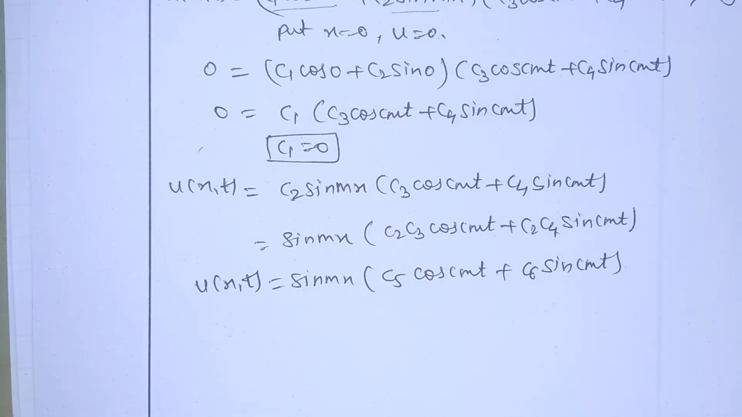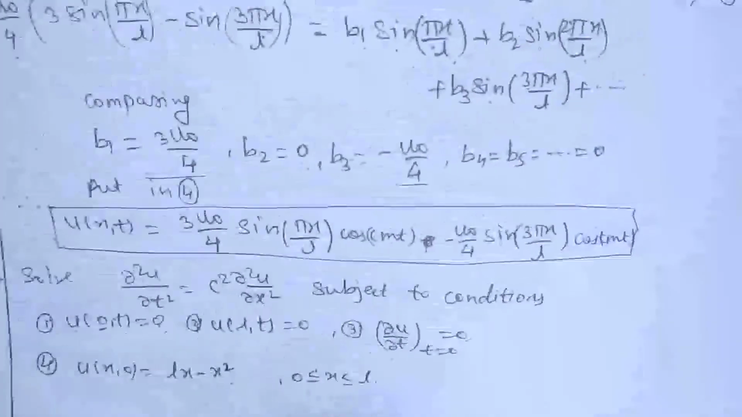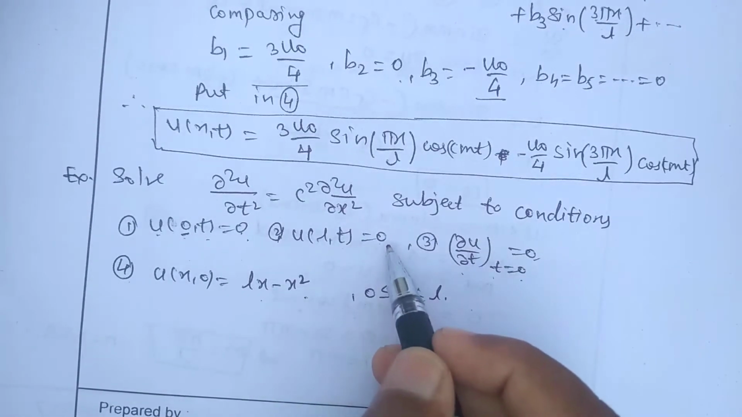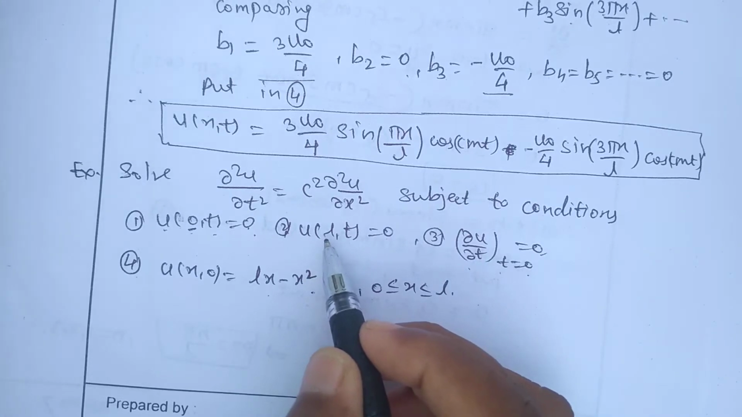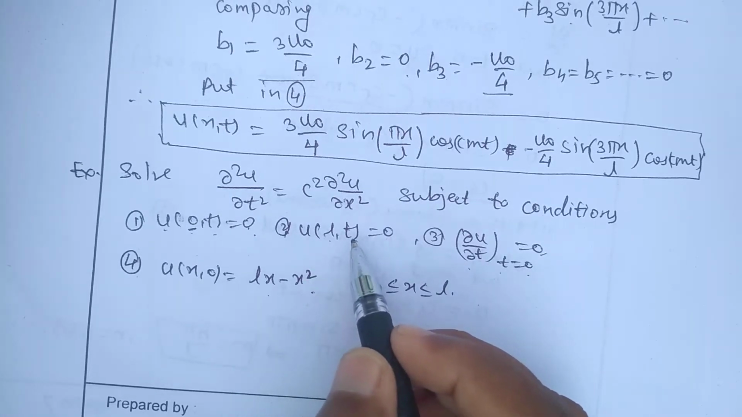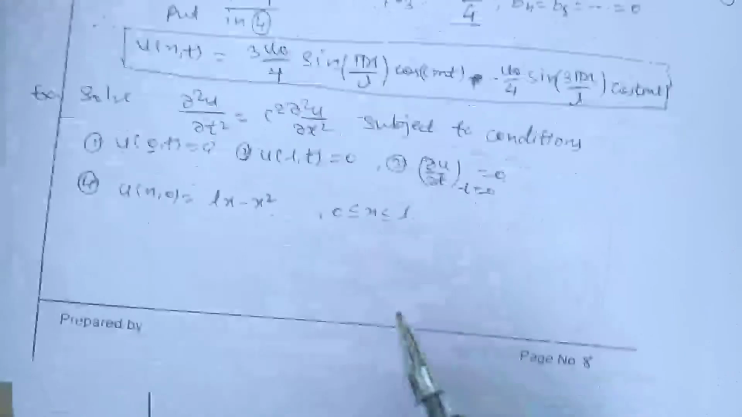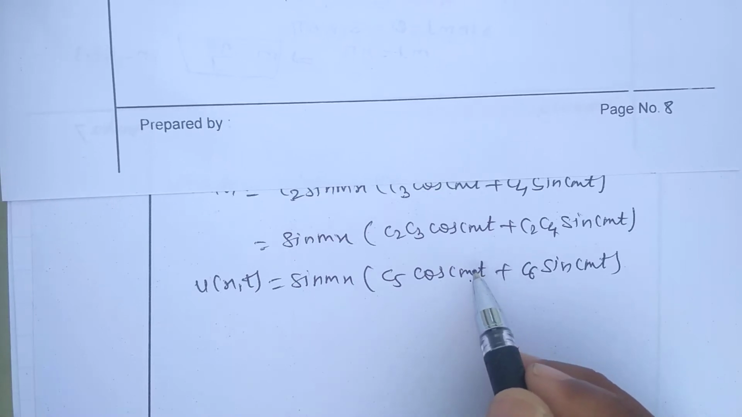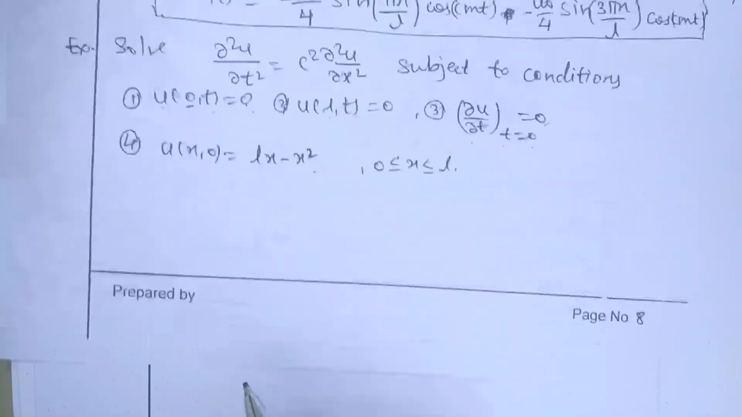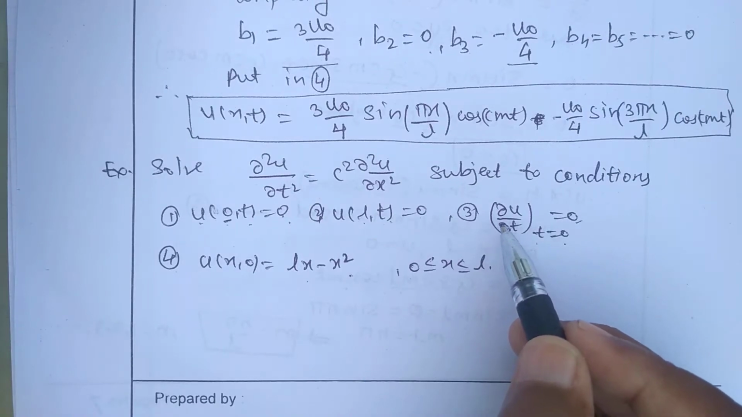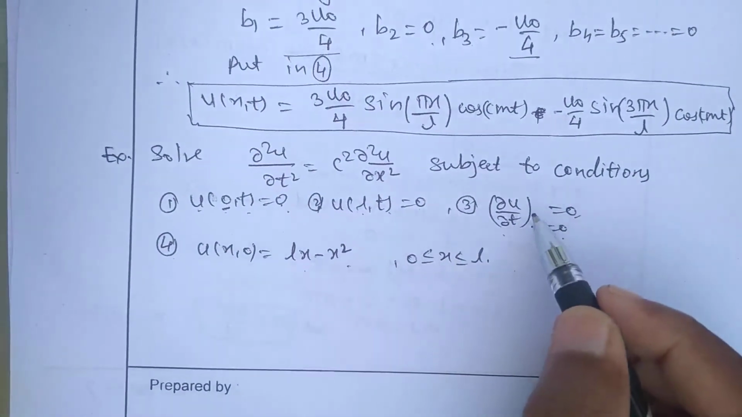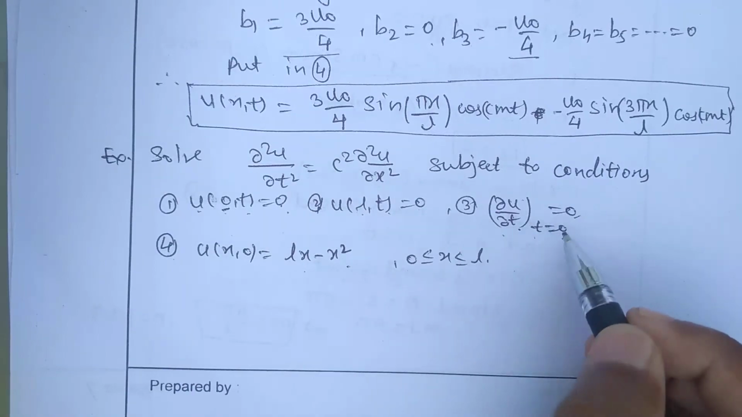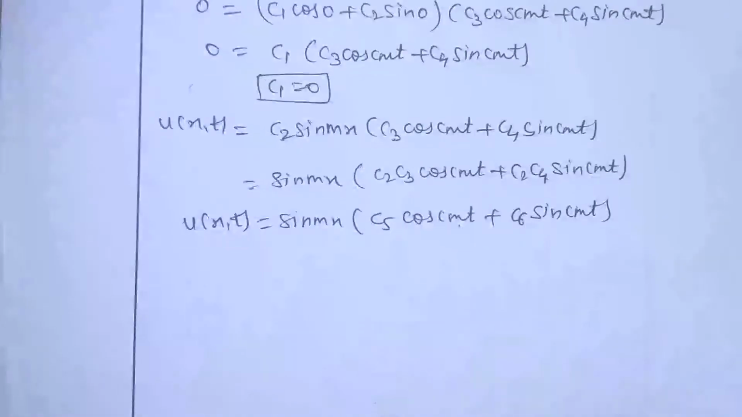Now use the next condition to find another constant. The second condition is u(l,t) = 0, but whatever the condition for u(l,t), we have to use it to calculate the value of m. But before calculating m, we have to remove one more constant. For that we have to use the third condition. To use the third condition, we have to differentiate u with respect to t and put t = 0. So call this equation number 2 and differentiate.